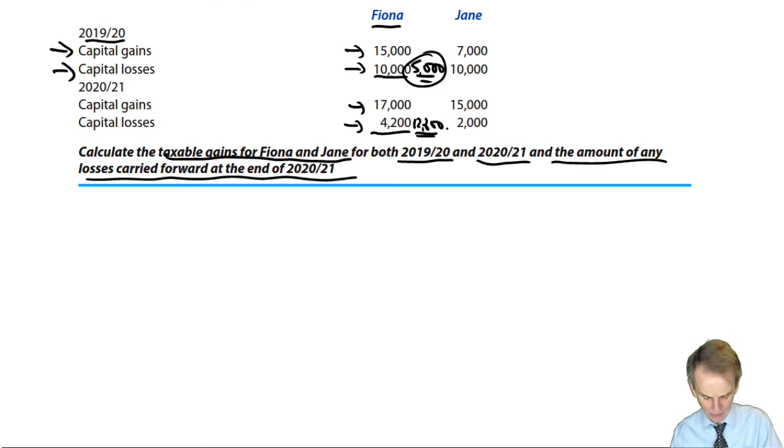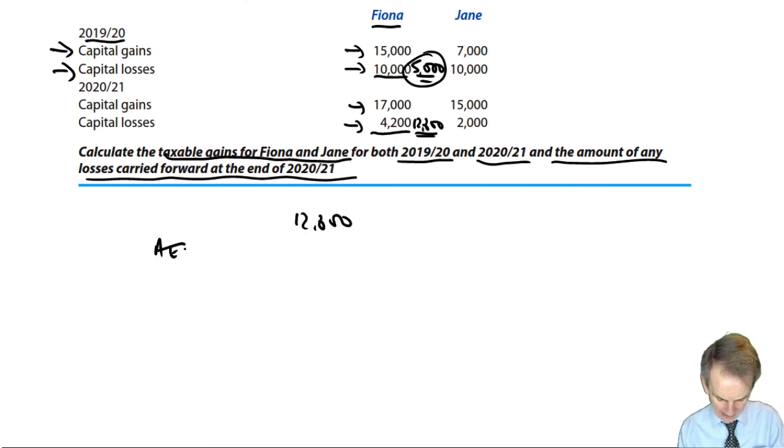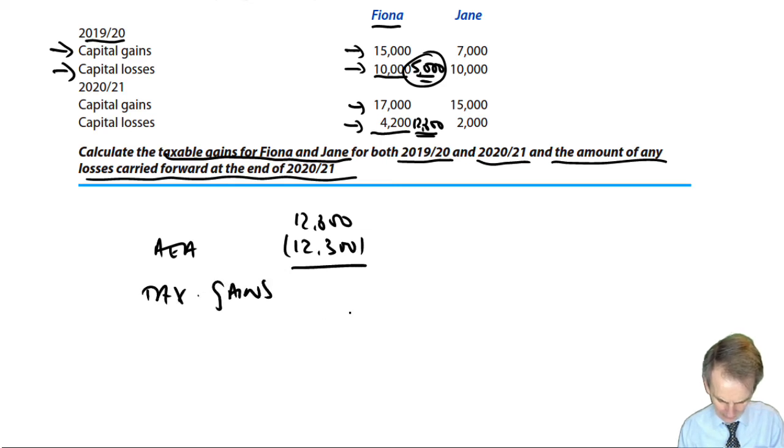There is nothing taxable. In 2020/21, here it's more likely that you'd have to do the calculations of the gains and losses, but this time we've got net gains of £12,800. So with net gains of £12,800 for Fiona, we have an AEA for our tax year 2020/21 of £12,300. Take it away, and therefore she's going to have taxable gains of £500.